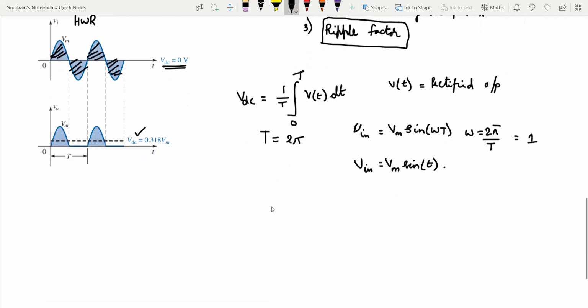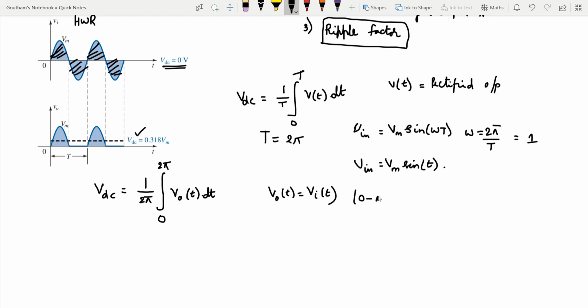Now let us derive the VDC value of the rectified waveform. From the definition, VDC is 1 by T. It is 1 by 2 pi, because we have taken the base as T equal to 2 pi. So this is integral 0 to 2 pi of the rectified V naught of t dt. But we know that V naught of t is equal to Vi of t from 0 to pi, and V naught of t is equal to 0 from pi to 2 pi.